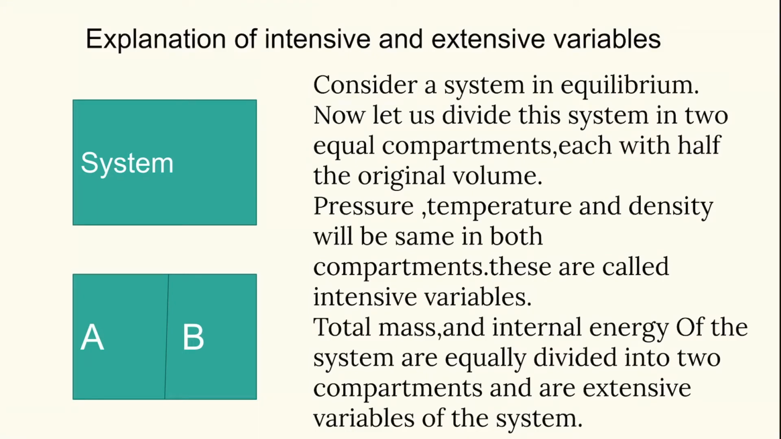Let us consider a system in equilibrium. Now let us divide the system into system A and system B, with the original volume into half. So we will observe that pressure, temperature and density will be the same in both compartments. These are called intensive variables. Whereas total mass and internal energy of the system are equally divided into two compartments and are extensive variables of the system.